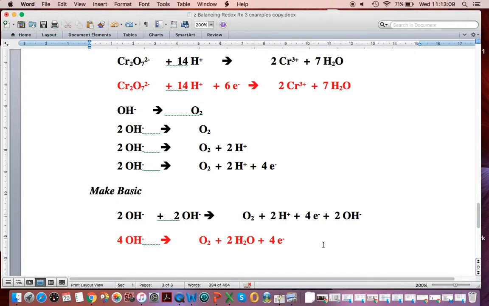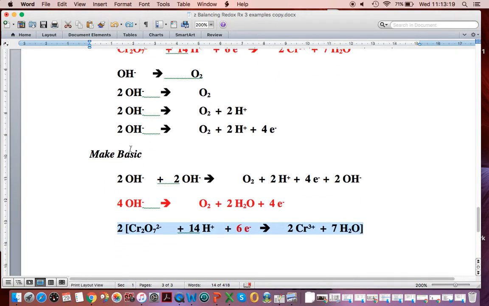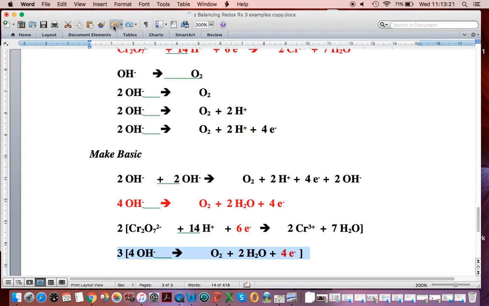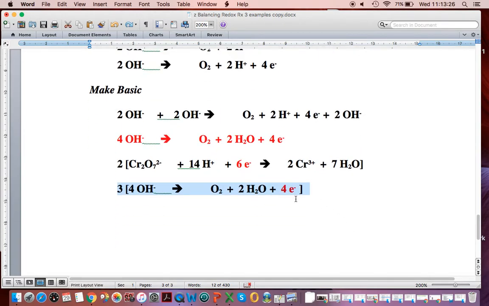That's why they're in red. And 6 and 4 both fit into 12. That means we're going to have to double this half reaction and triple this half reaction. So there's our doubling. And there's our tripling. That'll get us up to 12 electrons for both, and then we can ignore the electrons. So we go 2 times all these things, multiplying by coefficients, and 3 multiplying by all the coefficients.